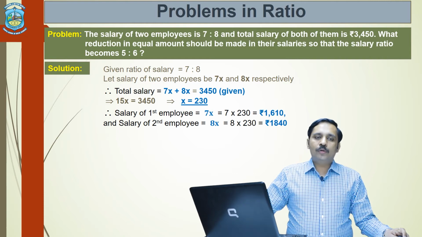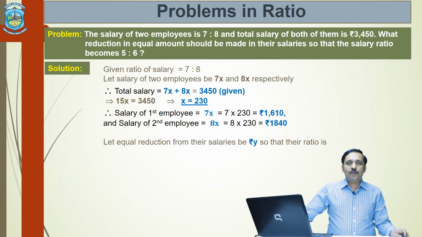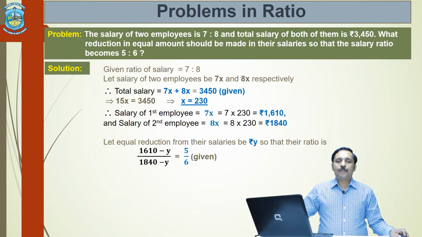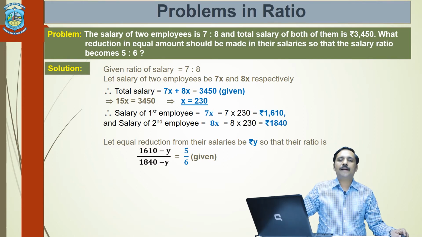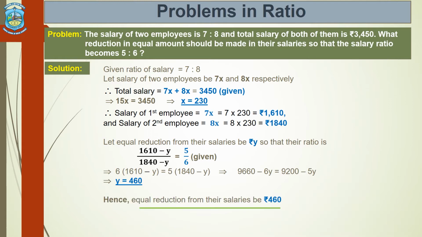Now the next part of this question is we have to find what equal amount should be subtracted from their salary. So let that equal reduction from their salaries be y, because we have already taken the value x. So let the reduction from their salaries be y rupees, so that the ratio becomes (1610 minus y) divided by (1840 minus y), which is equal to 5/6, as already given in the question. On solving this, we will get the value of y as 460. This is what is asked: what reduction in equal amount? That means our answer is the equal reduction from the salaries is rupees 460.